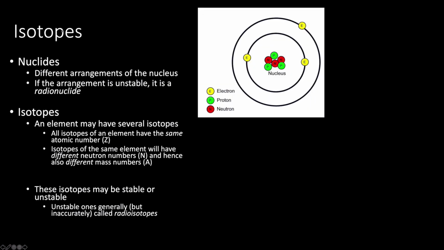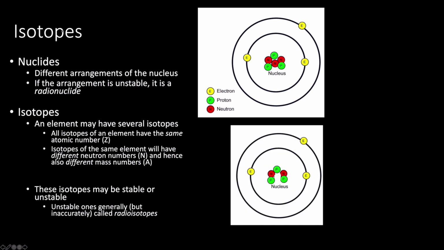And many elements, all elements in fact, can have many different isotopes. An isotope is essentially the same element with a different arrangement in its nucleus. It will be a different number of neutrons. So you can see in this top example, this atomic structure of an arbitrary element has 3 protons and 3 neutrons in its nucleus. Whereas an isotope of this particular element is missing a neutron.